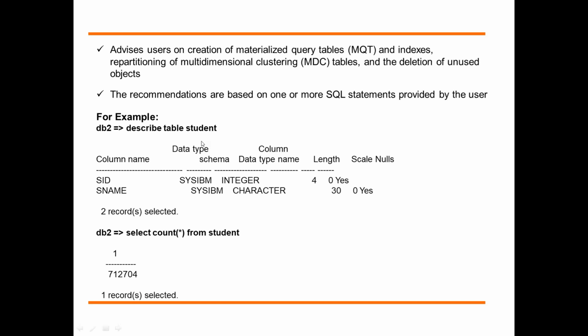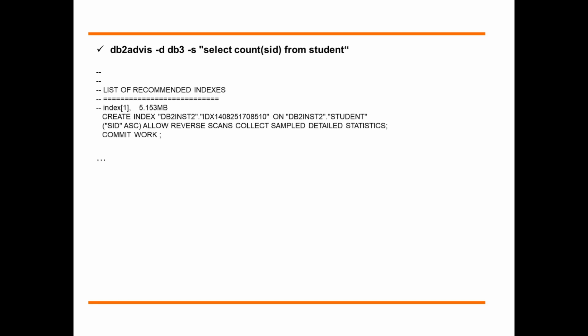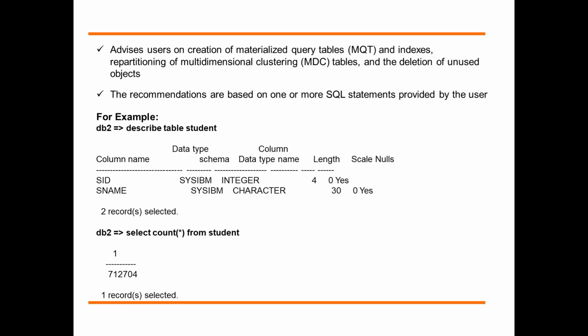So I'm creating a student table. I have like 0.7 million records in the student table. I'm asking the Db2 Advisor, when I'm running select count of SID from student, what it recommends. You see in the section that it gives a list of recommended indexes. It is saying it's better you create this index. The index size it occupies is 5 MB. Now let me create this student table, insert the data, and show you the output of Db2 Advisor.